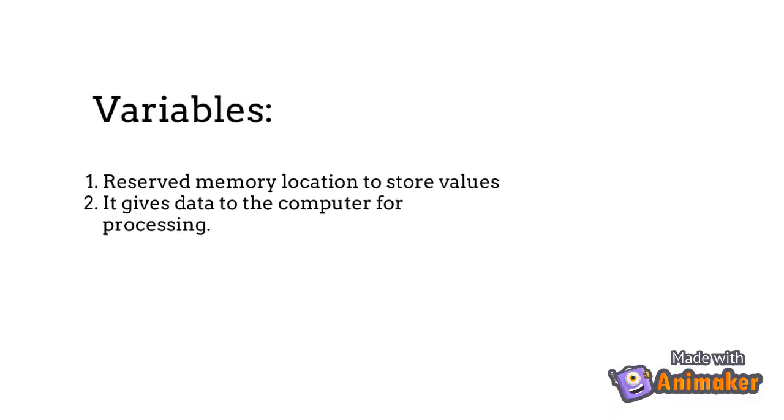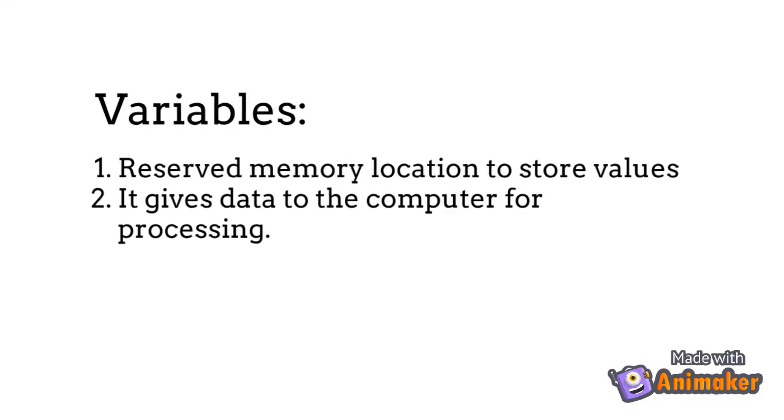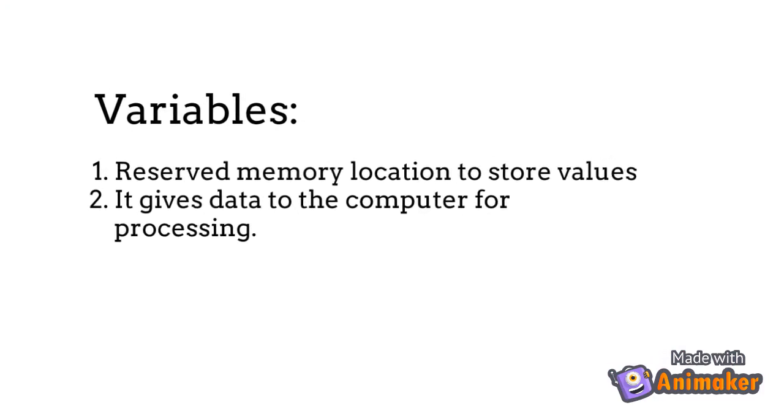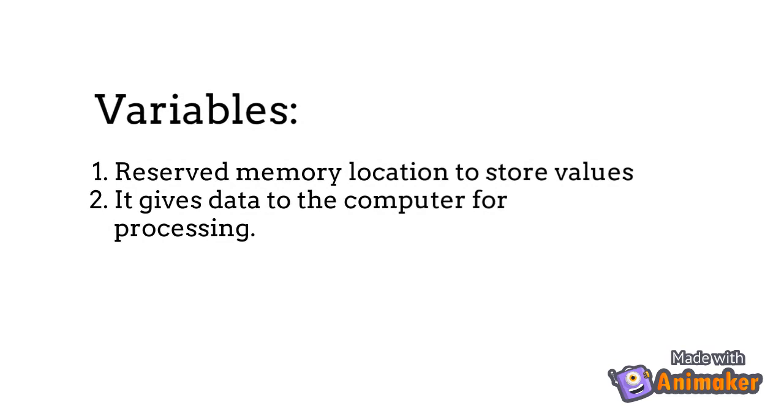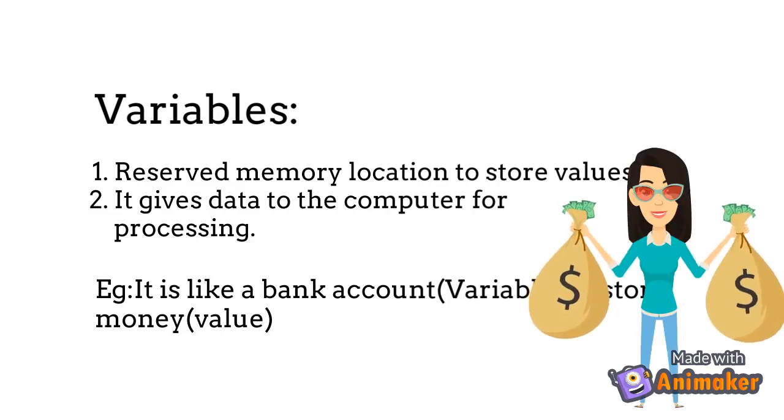Before we go to the data types, we should know what is meant by variable in the first place. A variable is like a reserved memory location to store values. That is, it gives information to the computer for processing. So let me give an example. Everyone has a bank account. Our account acts as a variable, and the money we are storing in the bank account acts like a value that we are giving to the variable.